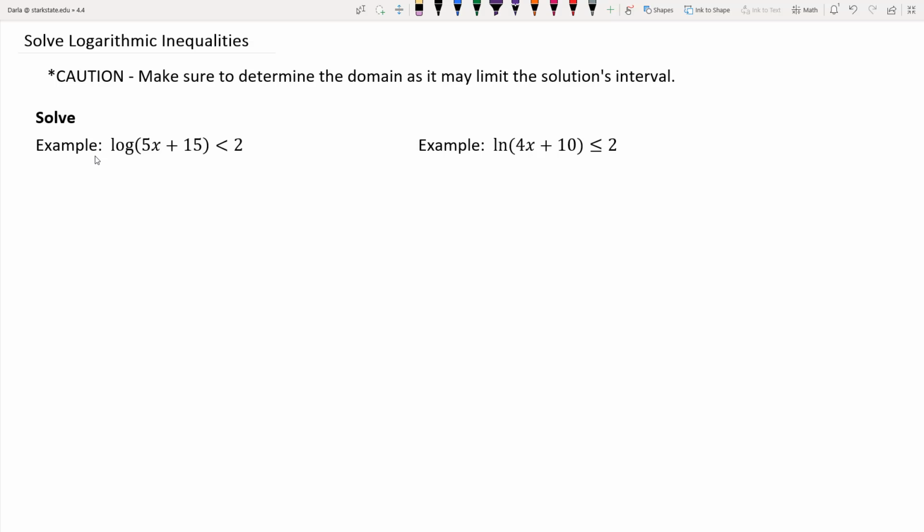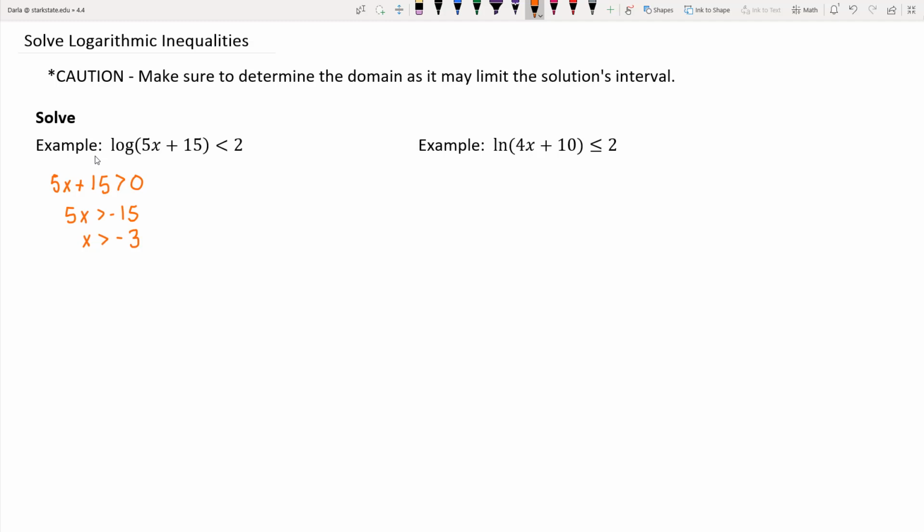And so to start off as a first step, I would determine the domain of the logarithm of 5x plus 15 in this first example. So 5x plus 15 has to be greater than 0 because you can never take the log of a negative or 0. So subtract 15 from both sides. 5x needs to be greater than negative 15. Divide by 5 on both sides. X is greater than negative 3. So as far as our solution is concerned, we still need to be greater than negative 3 at the end of the day. So now we can go ahead and actually do our solving steps.